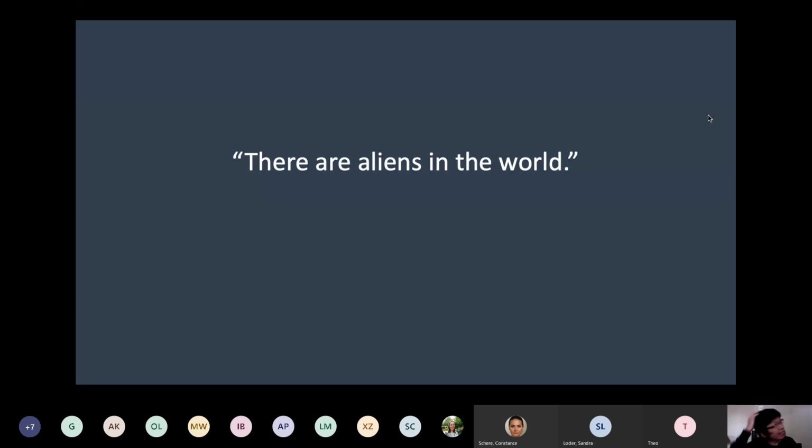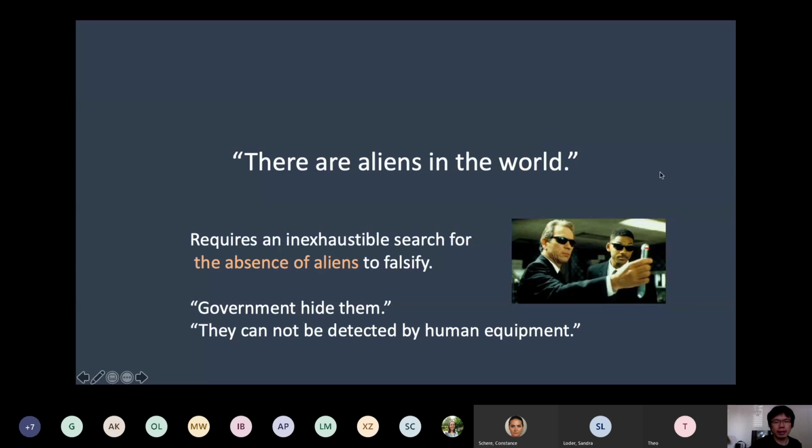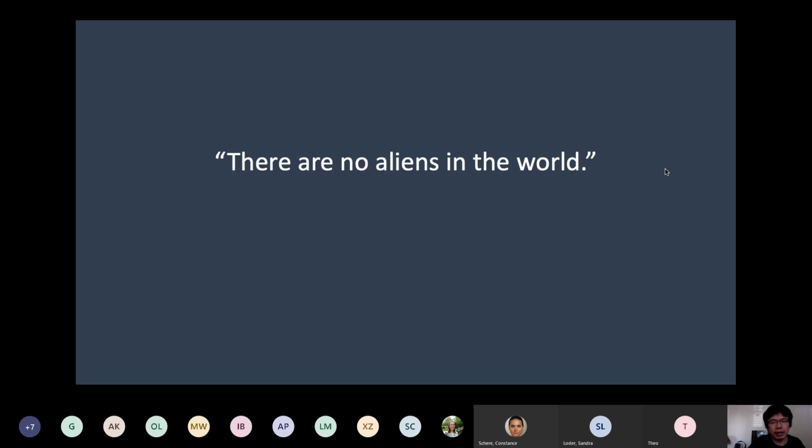Okay, so for example, the claim that there are aliens in the world. Now, is this falsifiable, right? It is not falsifiable because it requires inexhaustible research for the absence of aliens. And if you don't find aliens, people can always come up with ad hoc explanations of why you have failed to find them, such as the government hid them, or they cannot be detected by human equipment. Basically, they're saying that there are aliens. So this statement is impossible to prove false, but that doesn't mean that there are aliens in the world, right? So in order to make it falsifiable, we can just say, how about there are no aliens in the world?